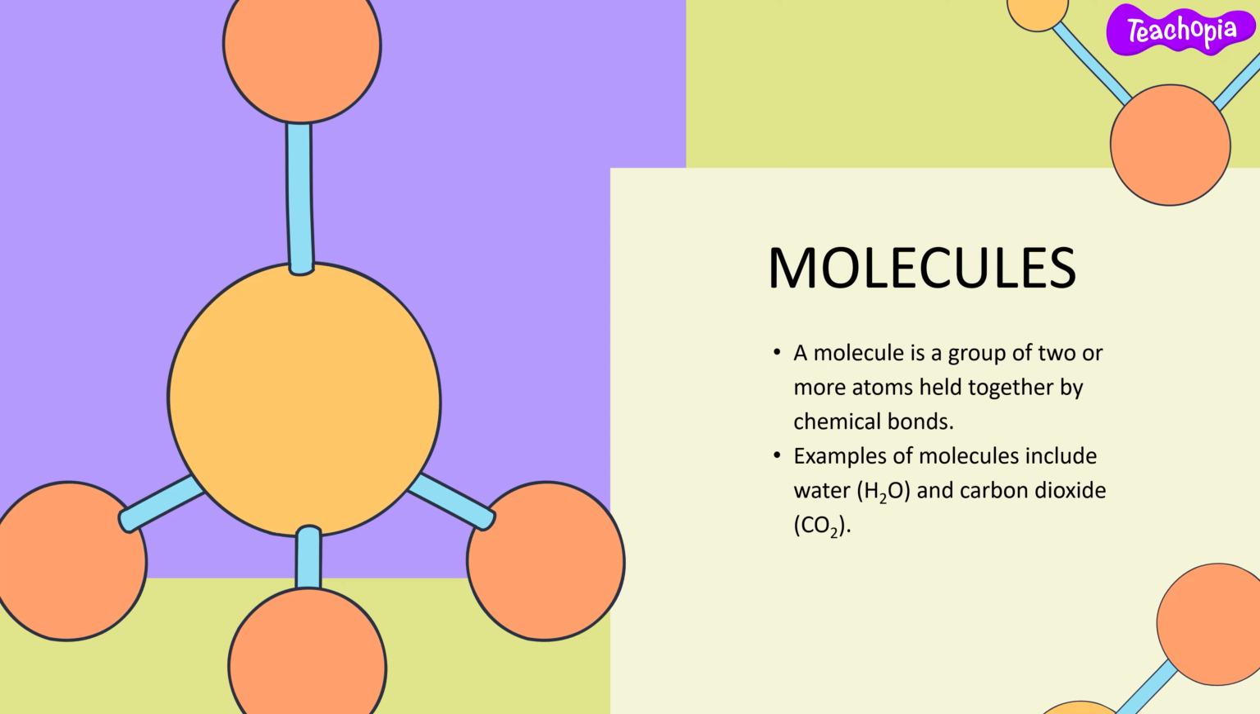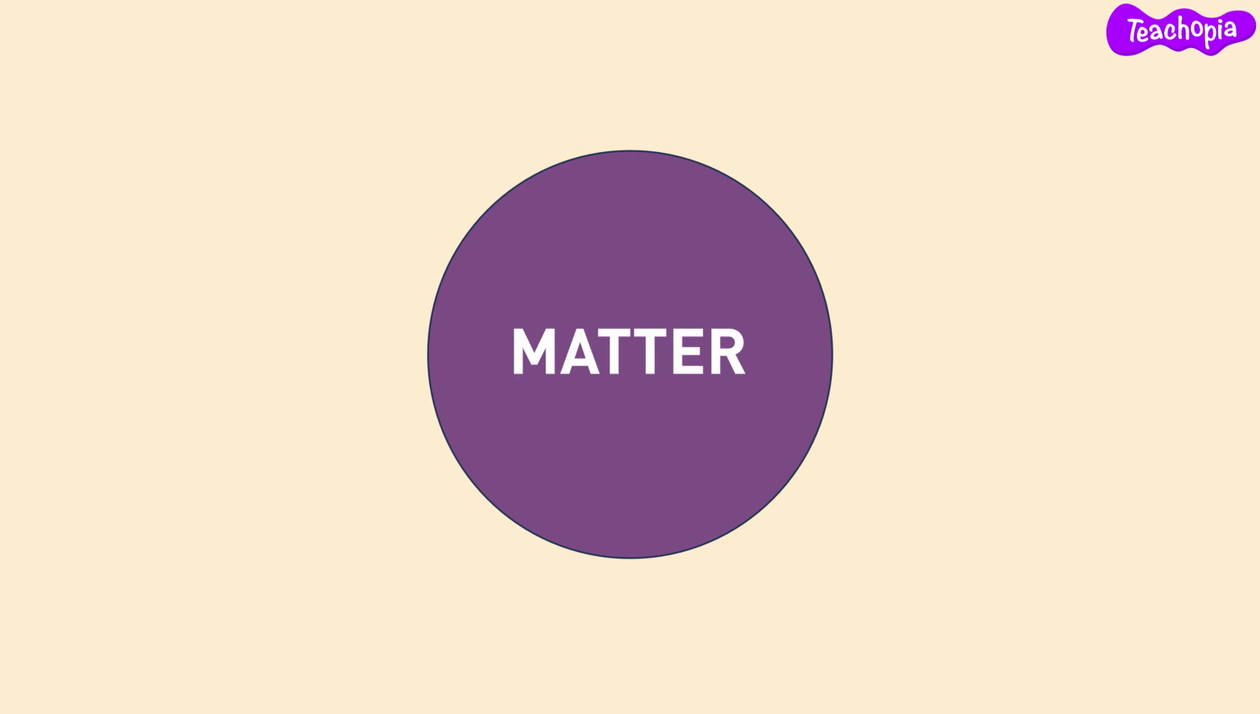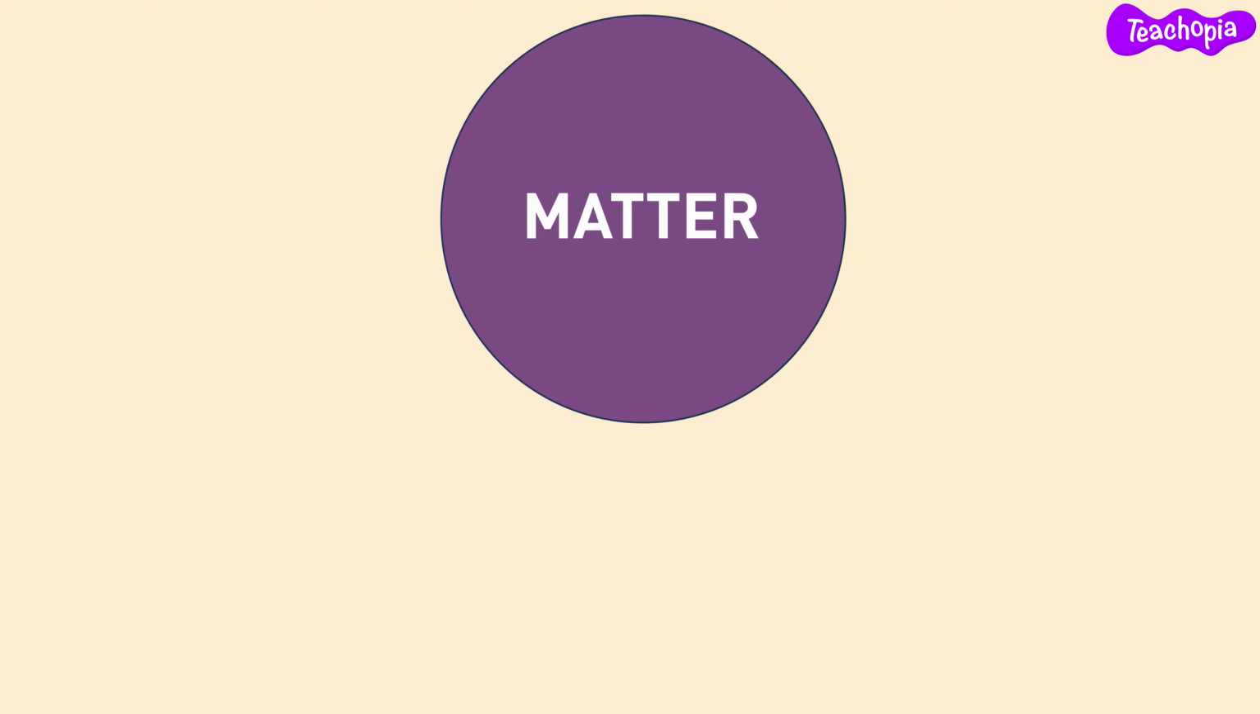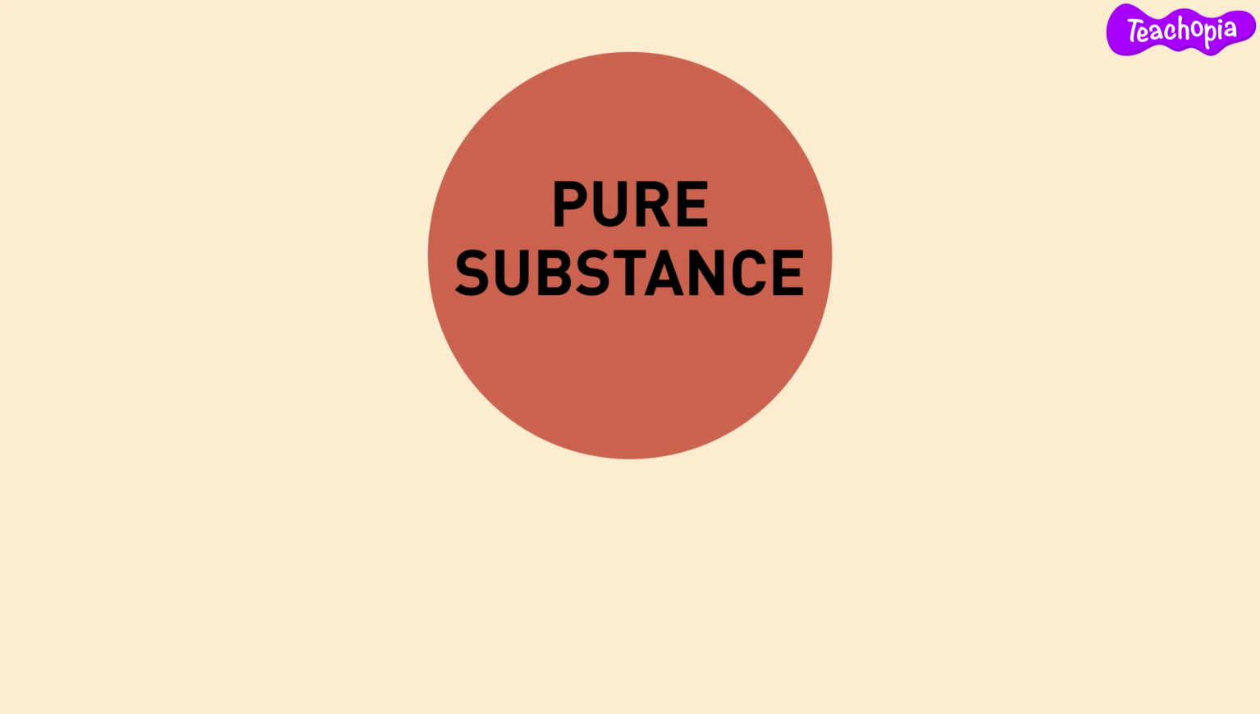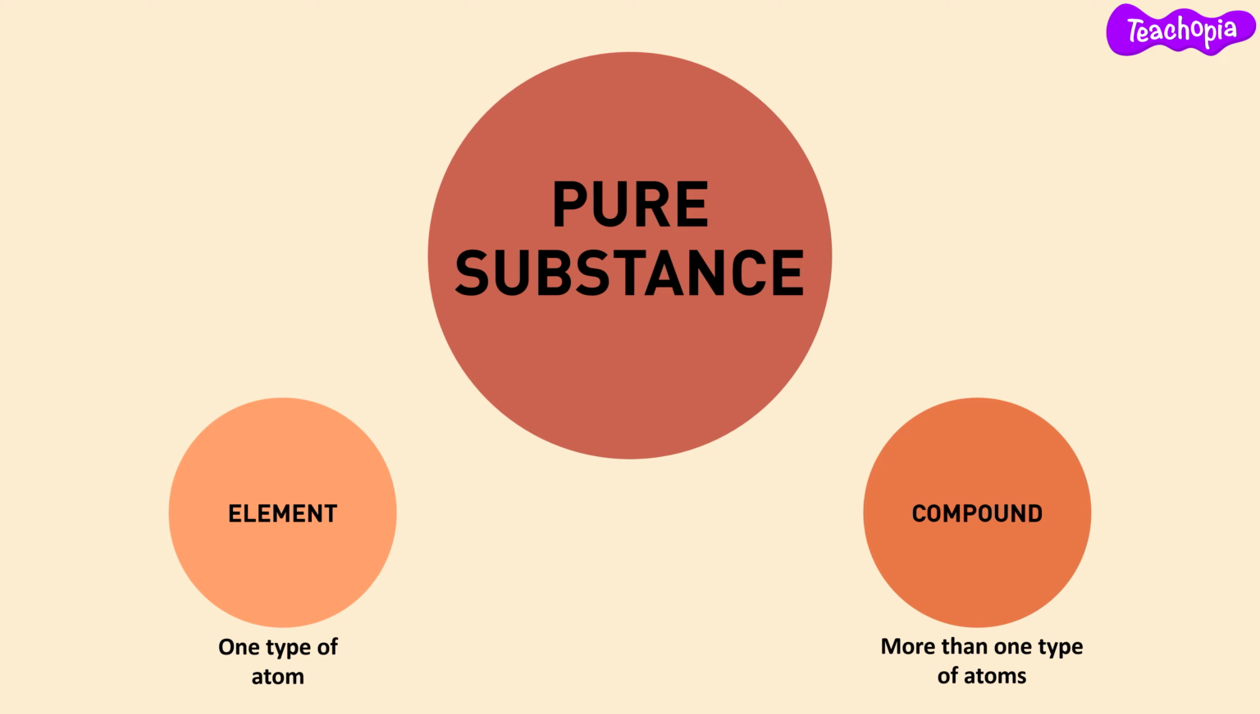Scientists have classified matter based on what it is made up of. Broadly speaking, matter can be classified into two, that is, pure substances and mixtures. Pure substances are made up of only one type of substance, whereas mixtures are made up of more than one type of substance. Pure substances can be further divided into elements and compounds, where an element is made up of only one type of atom and a compound is made up of more than one type of atom.